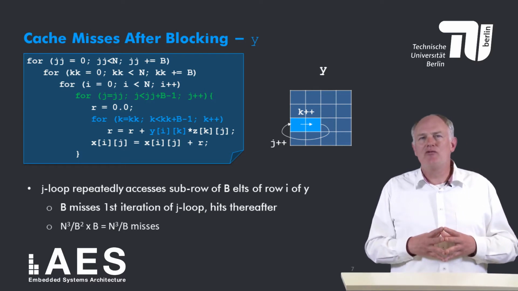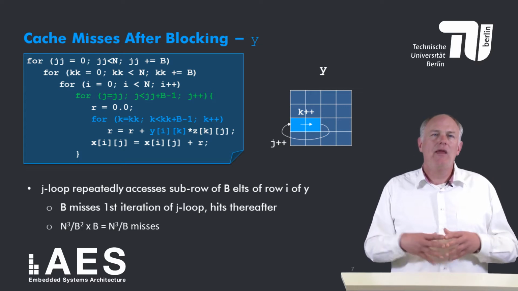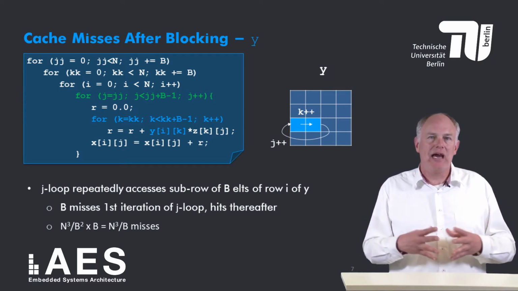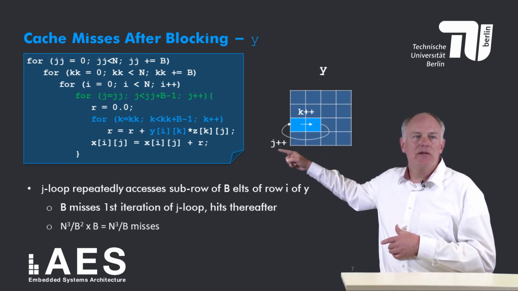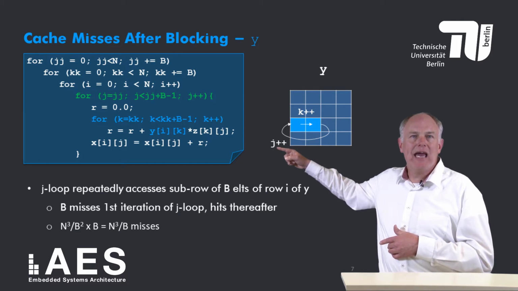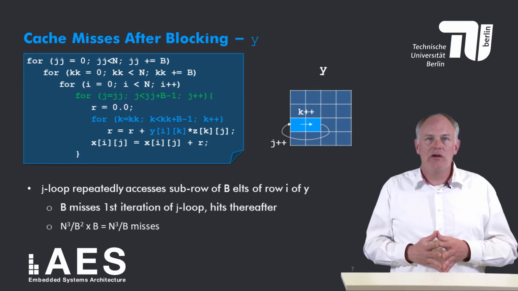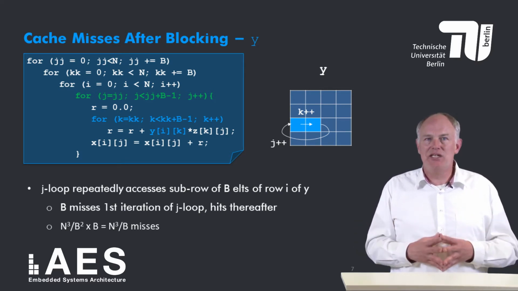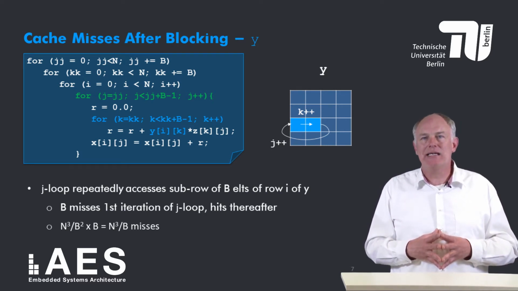The first time this row is accessed, there will be b misses, compulsory misses. Thereafter, every access will hit, since b elements fit in the cache. The outer loop has n over b iterations, the loop with index kk also, and the loop with index i has n iterations. For each of these n cubed over b squared iterations, there will be b misses. So in total, n cubed accesses to Y will miss.